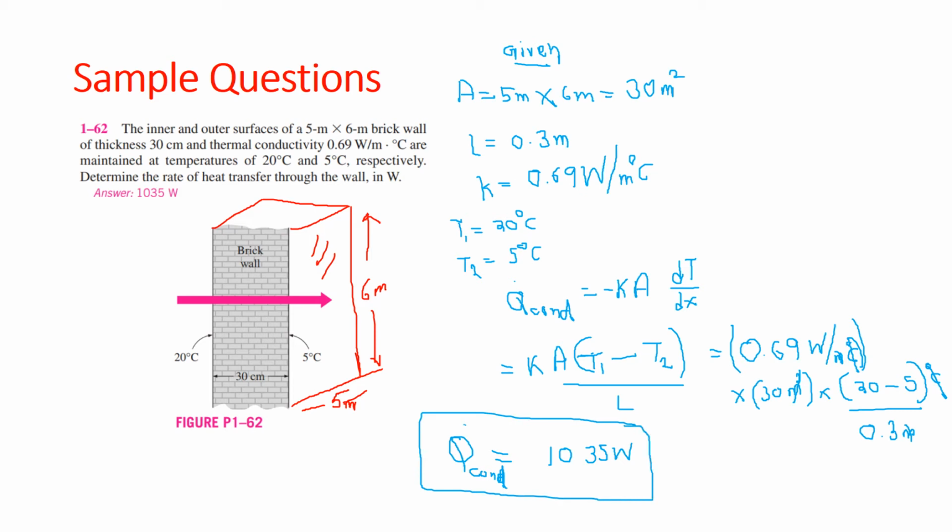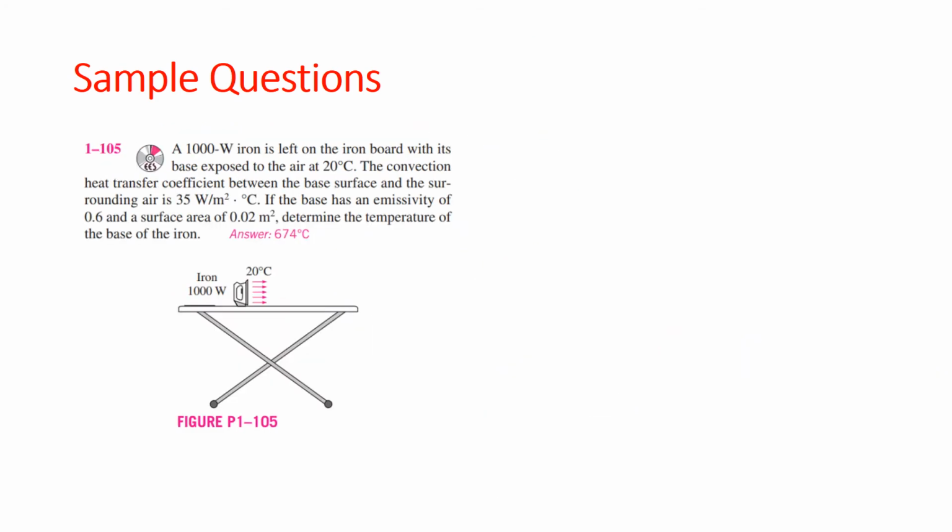Okay, so now let's move on to our next question. What is given over here? A 100-watt iron is left on an iron board. So this is the iron board and the iron box is left over there, with its base exposed to air at 20 degrees Celsius.